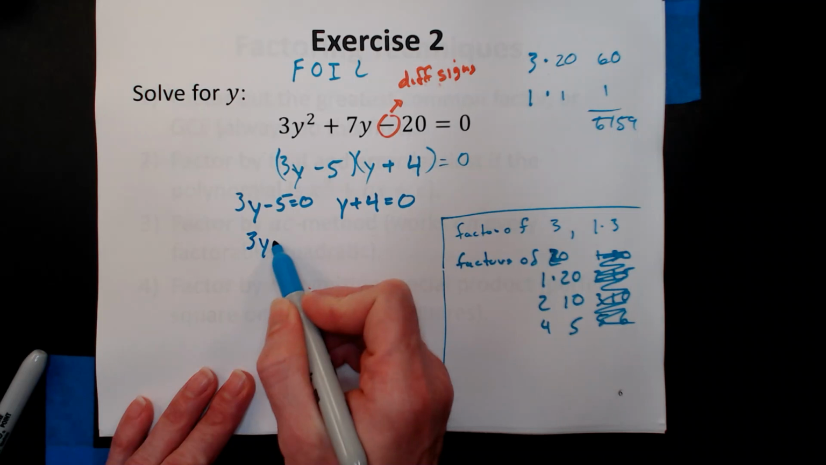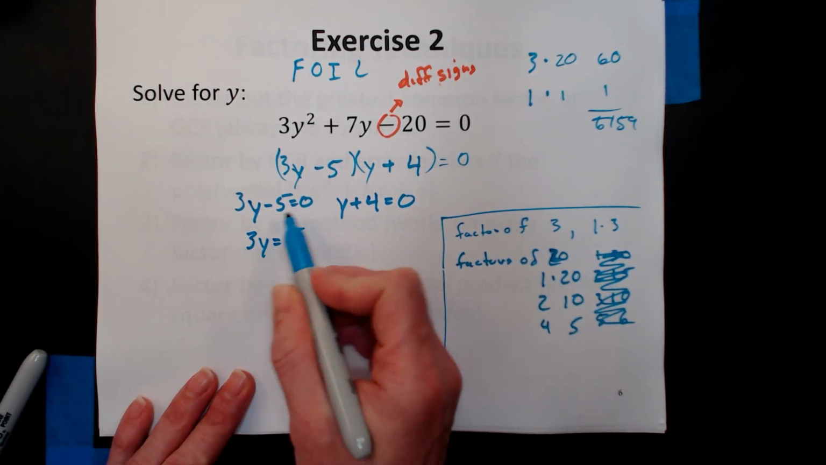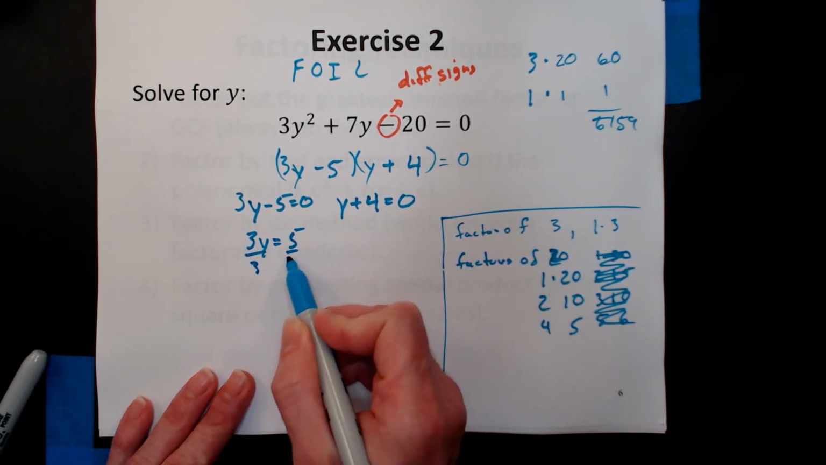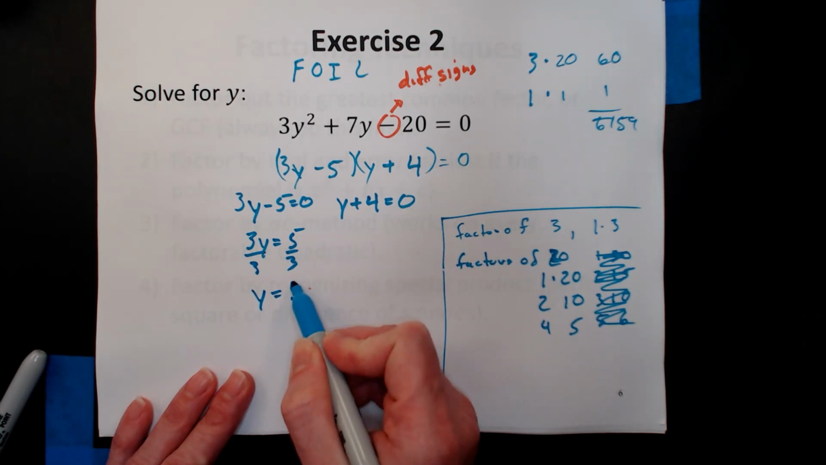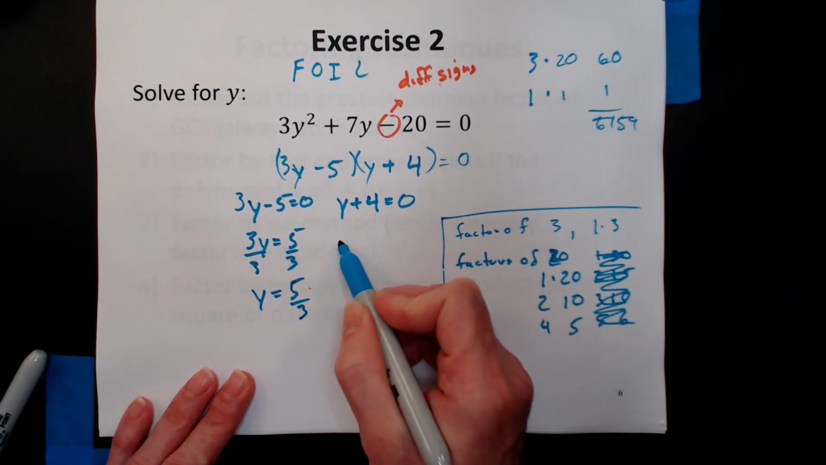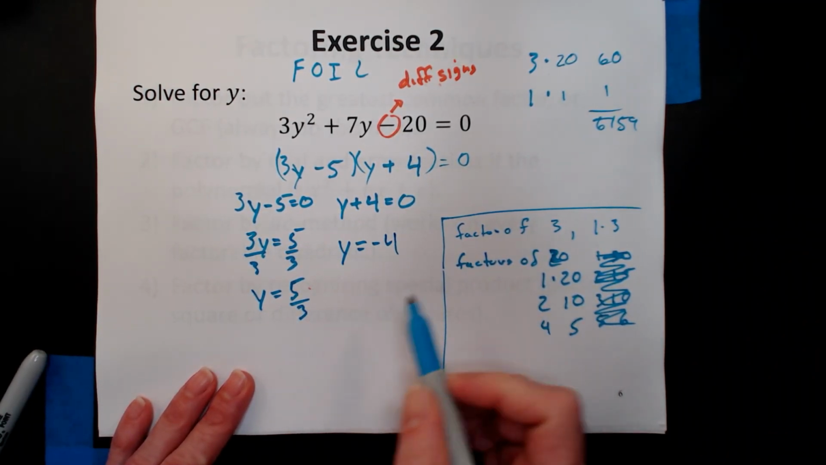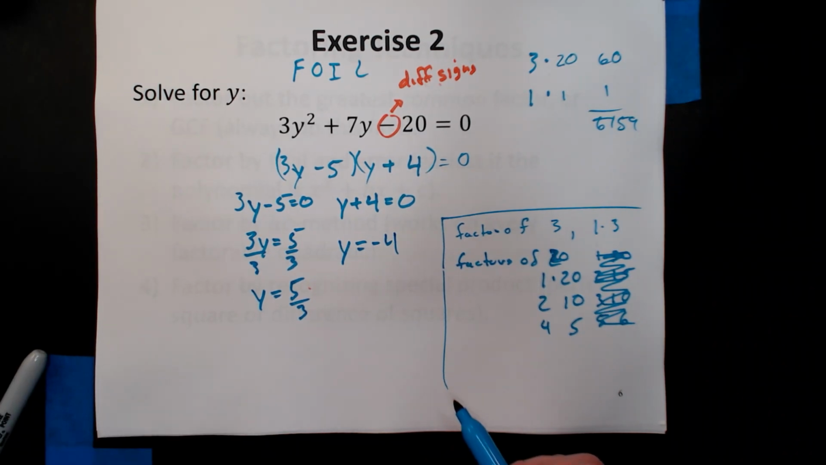So we have 3y equals 5. Move the 5 to the other side. Divide both sides by 3. I'm going to get y equals 5 over 3, or y equals -4. Those are our two answers.